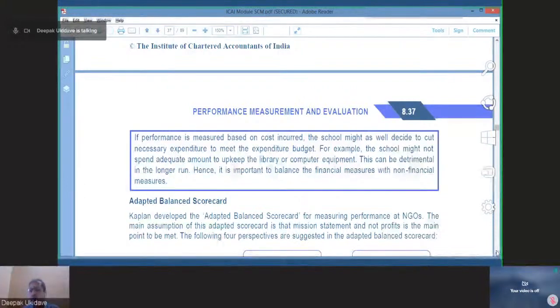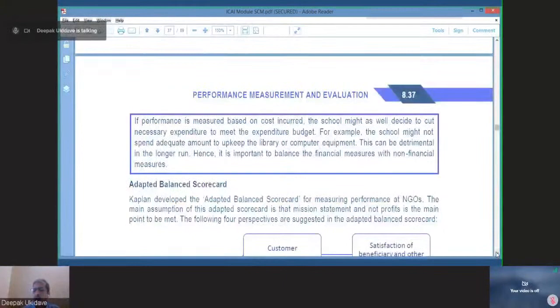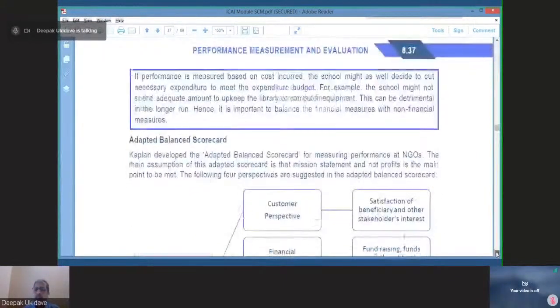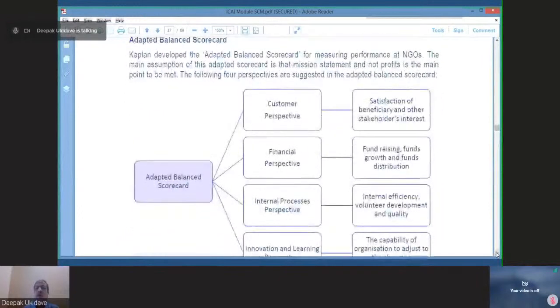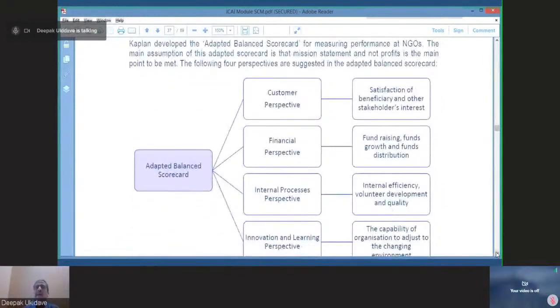So when we have a not-for-profit concern, an NGO, financial performance measures take a second position, whereas customer focus takes the first position. Now you can see this diagram, the adapted balanced scorecard. I am showing it to you. Why is it called adapted? Because the original balanced scorecard had financial perspective at its top, as the first objective. Then after financial, we looked at customer, then internal business process, and the fourth is innovation, learning and growth perspective. A slight modification was done by Kaplan in light of measuring the performance of NGOs.